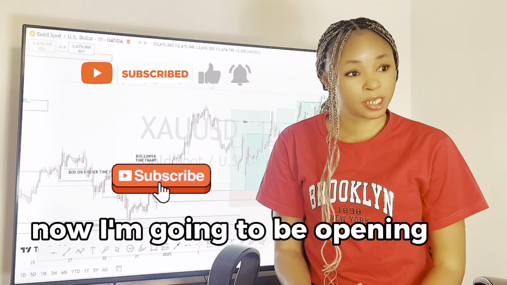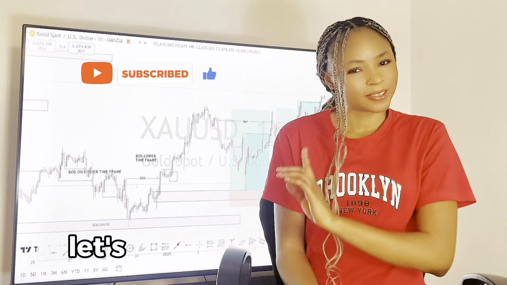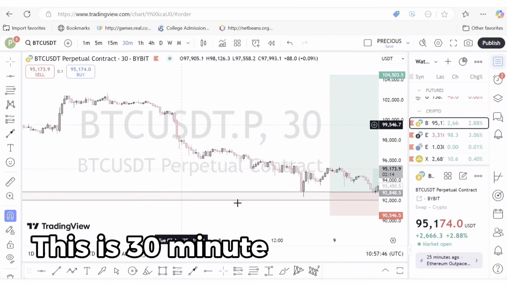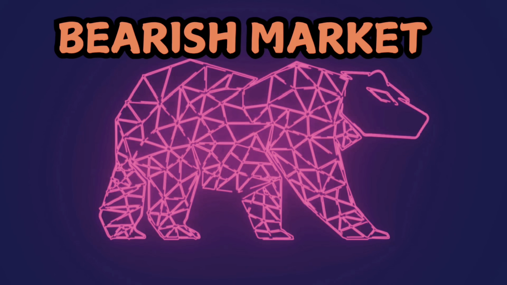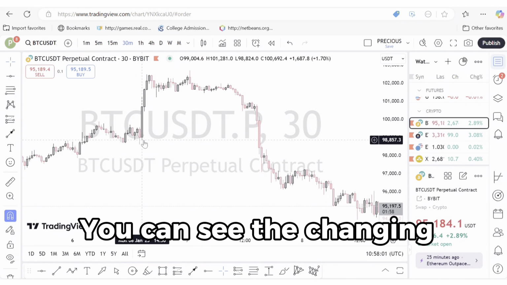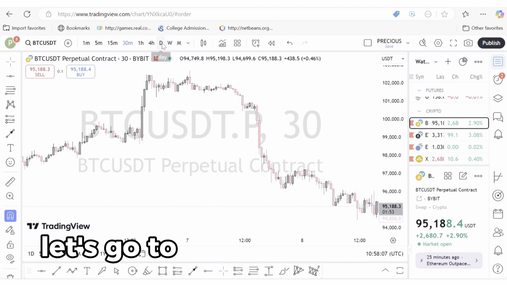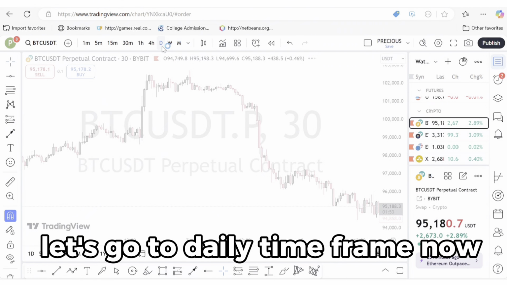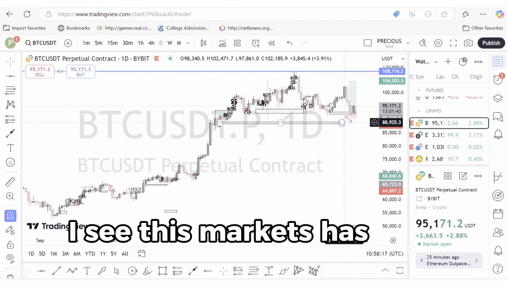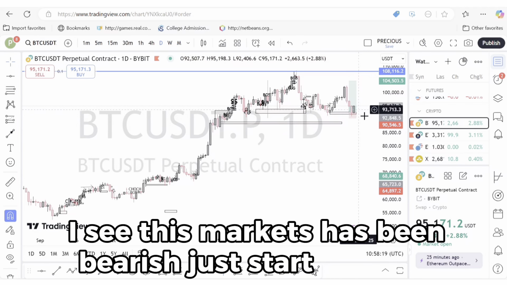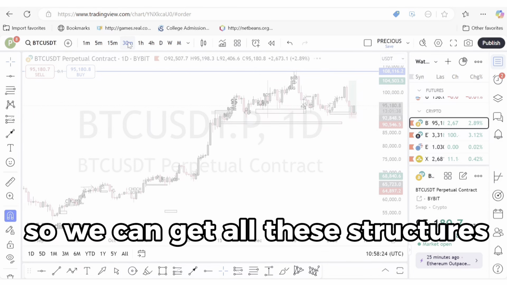So now I'm going to be opening the charts and I'm going to be showing you how to trade with these 5 things. So let's go right into the charts. 30 minutes time frame, and this is a bearish market. So you can see the change in character downward. Let's go to daily time frame now. You can see this market has been bearish, just starts going up. So let's go to our 30 minutes time frame so we can get all these structures correctly.